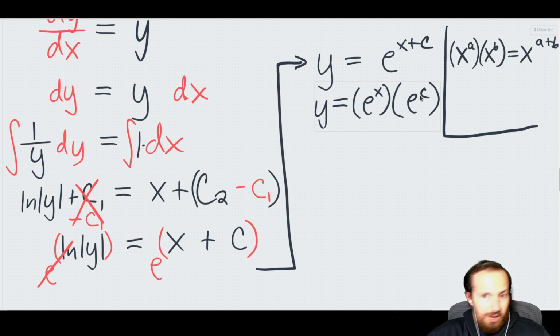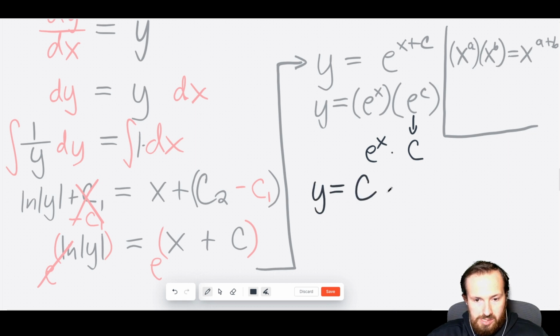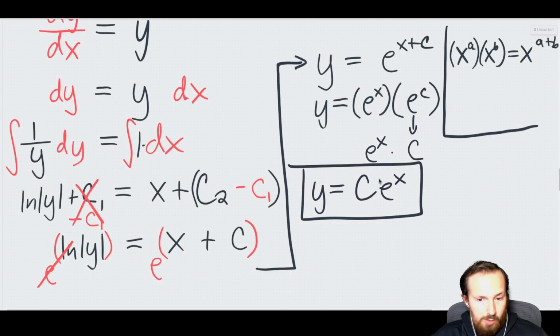Well, it's yet another constant that we don't know. So this whole thing basically becomes c. So you have e to the x times some arbitrary constant, which is how we get to the very end where we say y is equal to c times e to the x. And if you recall from above, that was our answer.